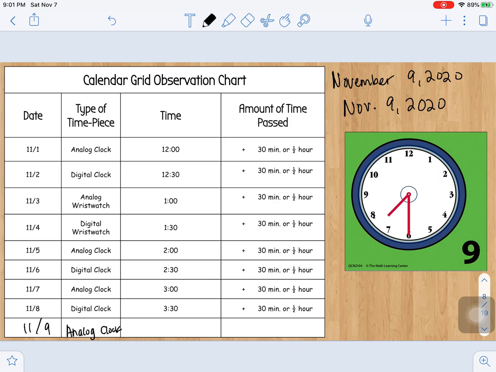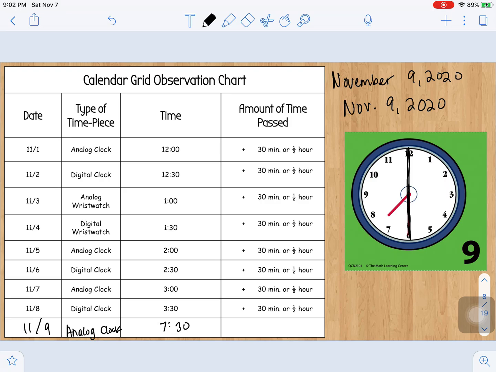And now I'm going to take a look at my small hand, which points to the hour, and I can see that it is between the 7 and the 8. Since it isn't at the 8 yet, that tells me that it is still 7. And if I look at my minute hand, I can see that it is at the 6. Now we have learned that when it is at the 6, that means that we have done 30 minutes. So this is 7:30.